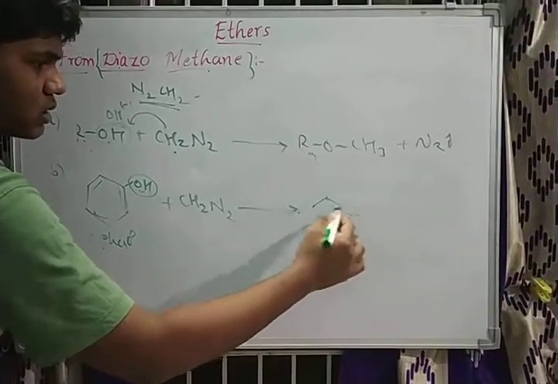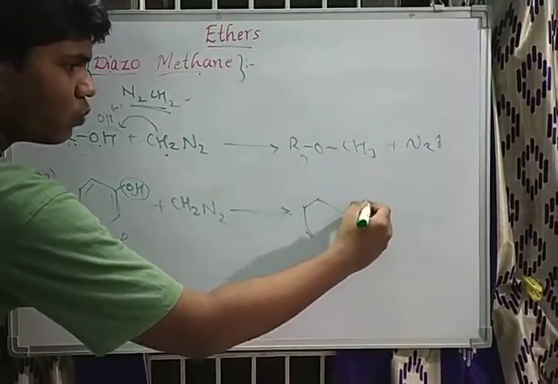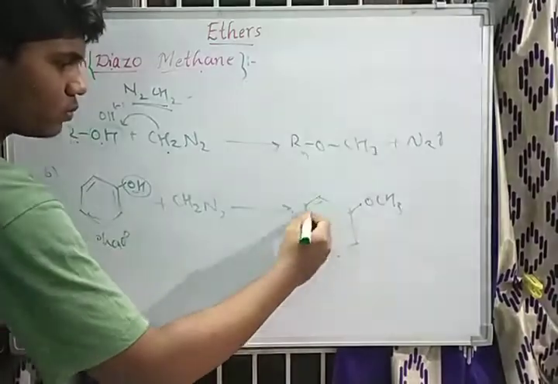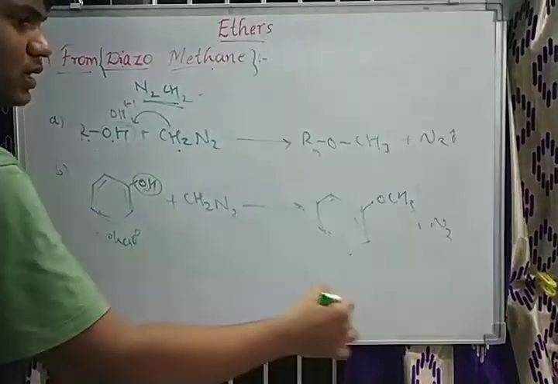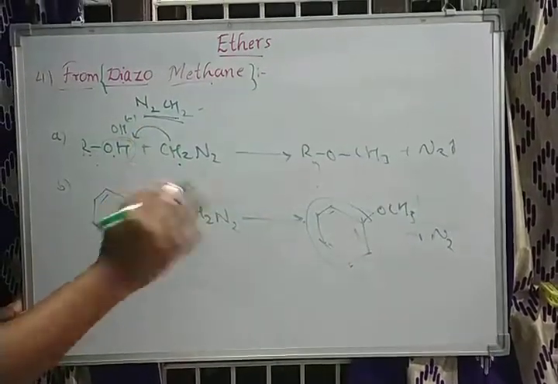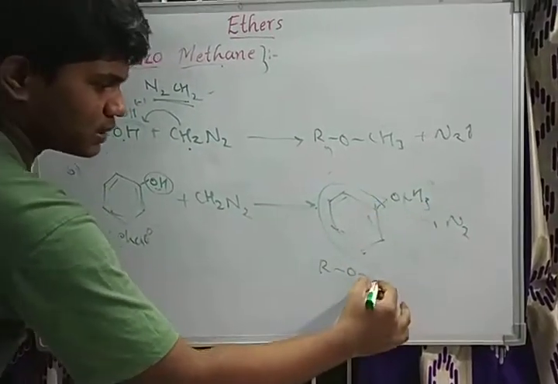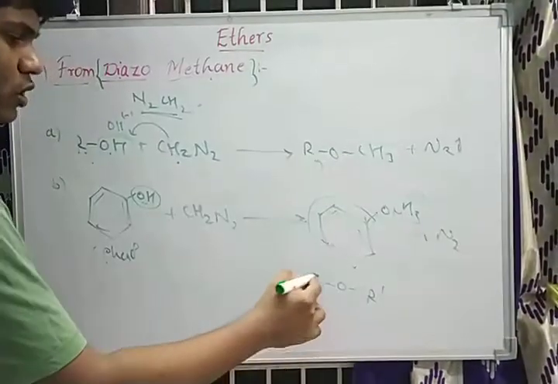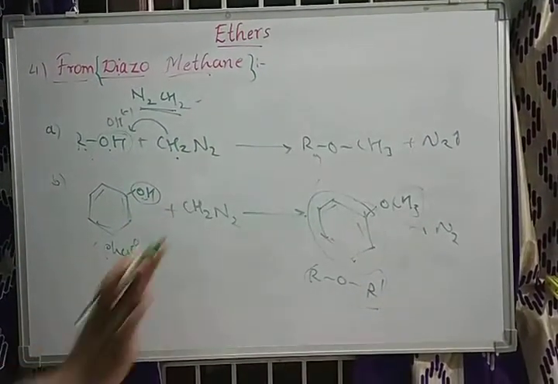So the product is PhOCH3, plus N2. Here it is the ether, because let us take this whole Ph as R, O, and this CH3 as R dash, some other alkyl group. So ROR dash is the structure of the ether.